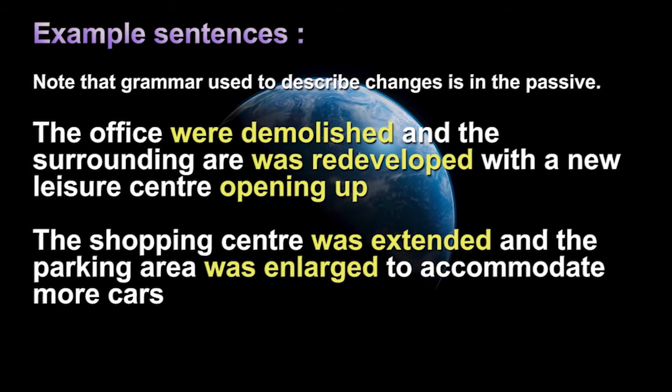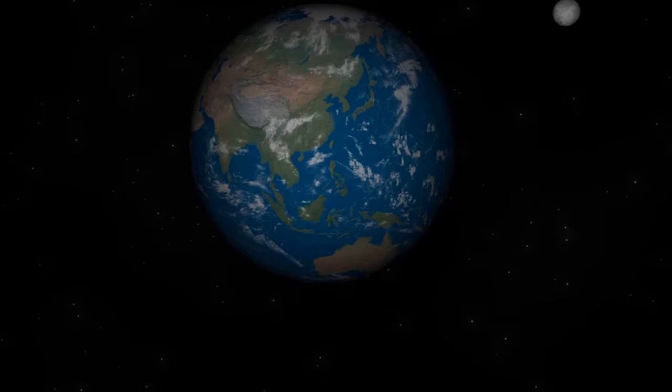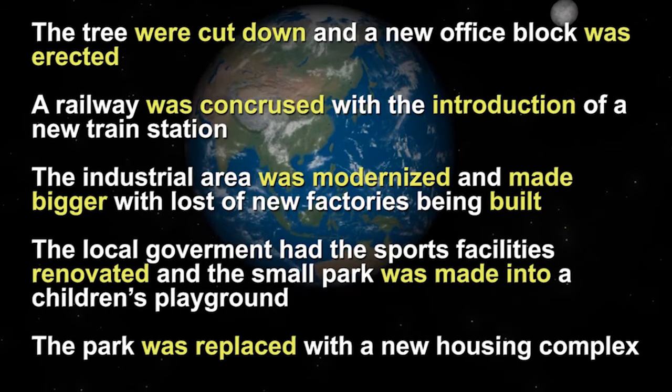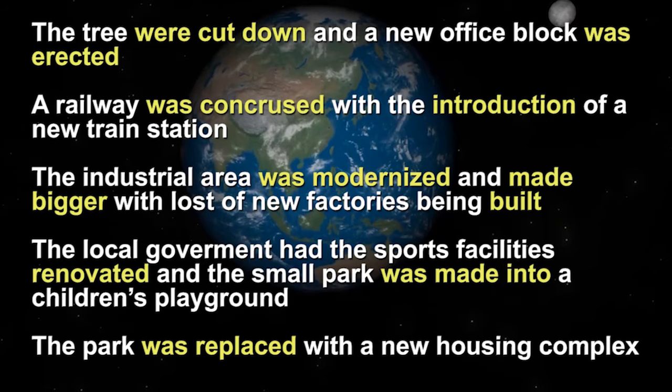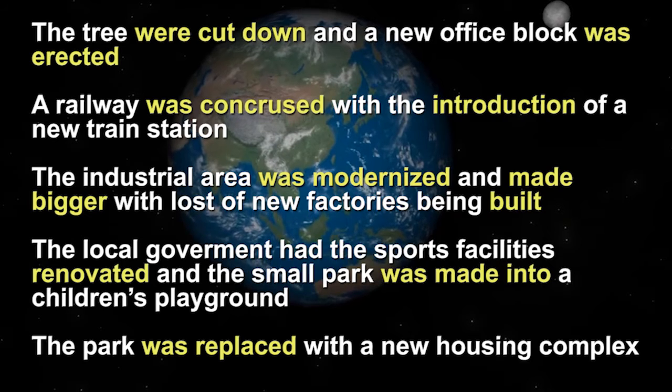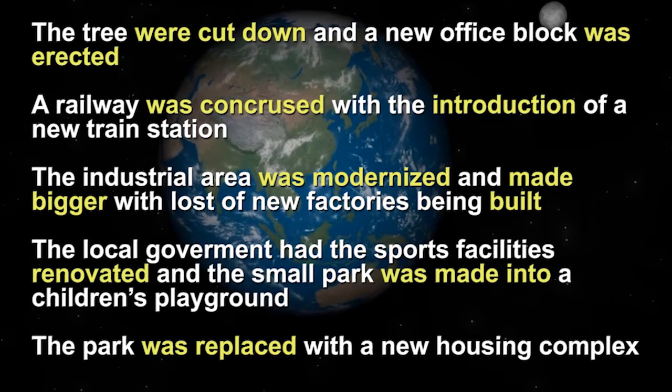The offices were demolished and the surrounding area was redeveloped with a new leisure center opening up. The shopping center was extended and the parking area was enlarged to accommodate more cars. The trees were cut down and a new office block was erected. A railway was constructed with the introduction of a new train station.